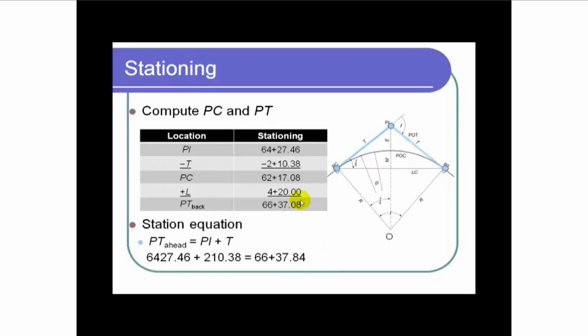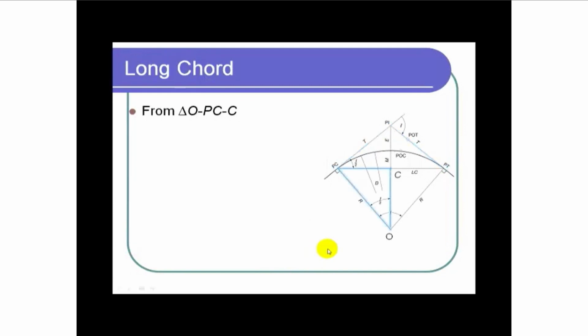And so we have a slightly longer distance here. It's not greatly longer, but it's two different stationings. So when you put these two together, the PT back equals the PT ahead. This is called a station equation, and that forms your station equation.